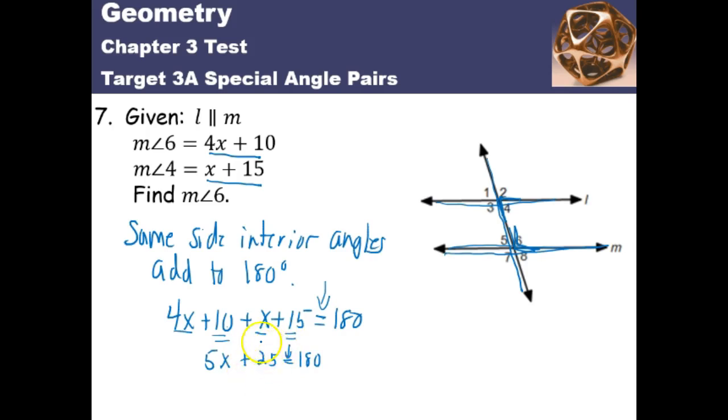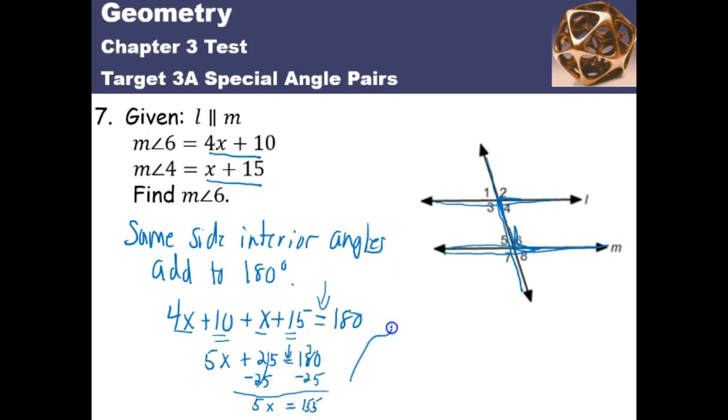So I have to do the opposite of adding 25, which is subtracting 25. I have to undo this equation. So I get 5x, because those cancel, equals 180 minus 25. Well, I can borrow that 7 and 10. 10 minus 5 is 5. 7 minus 2 is 5, and then 1.